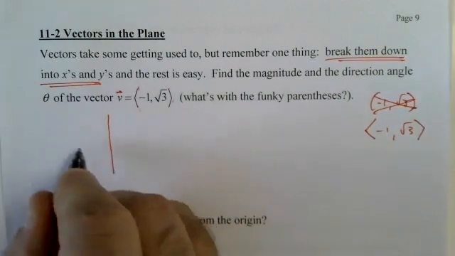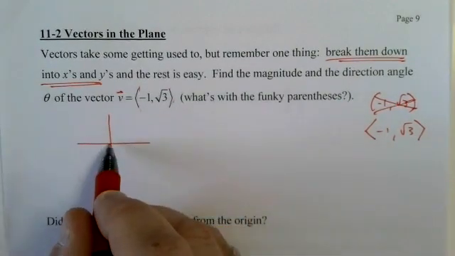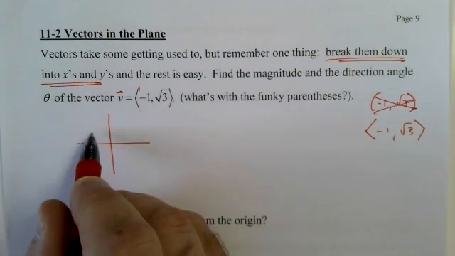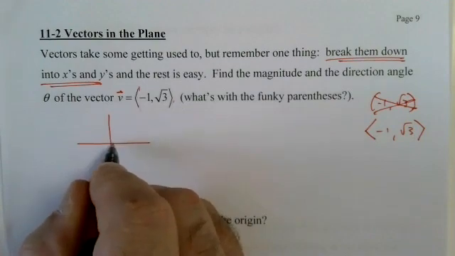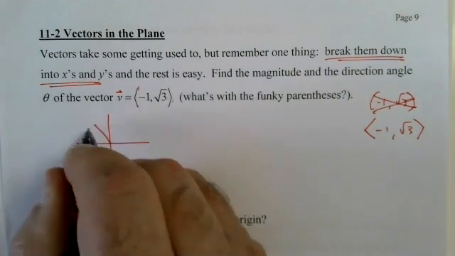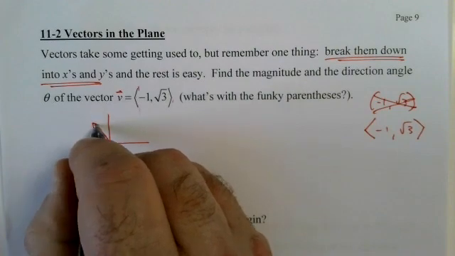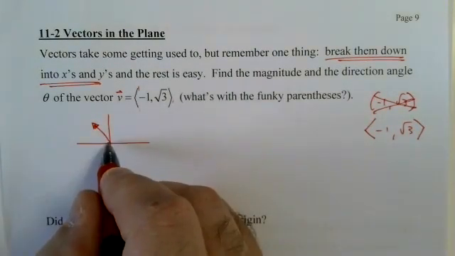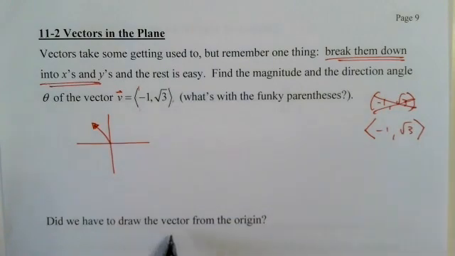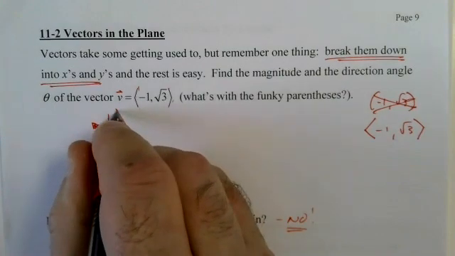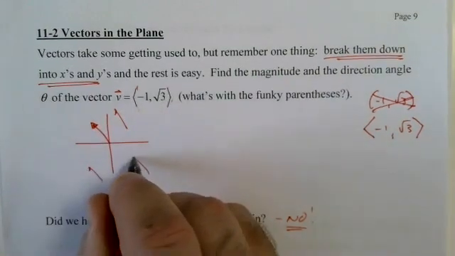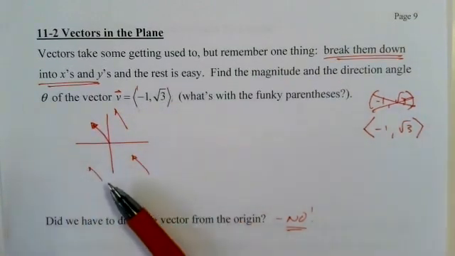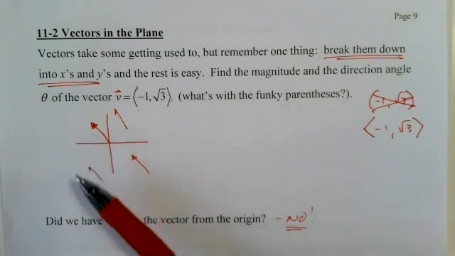So we actually use a coordinate plane to do that, and we almost always start at the origin. Over -1, up √3. So the vector looks something like this. We put a little arrow on the end, and that's how we know it's a vector. We don't have to draw the vector from the origin. This is the same as this vector, is the same as this vector, as long as they're all pointing in the same direction and all have the same magnitude.